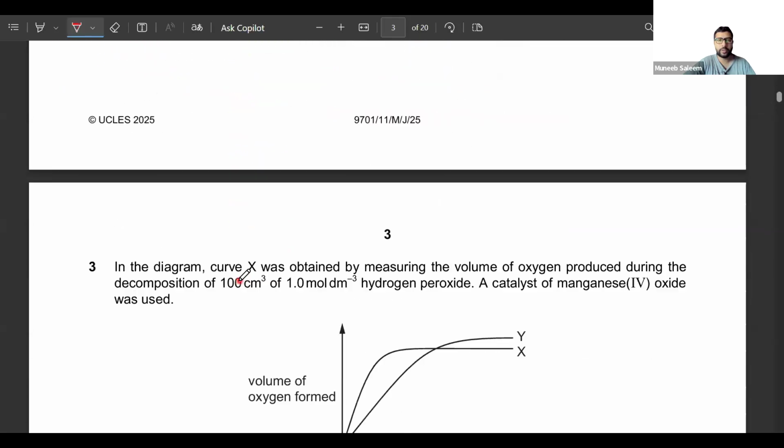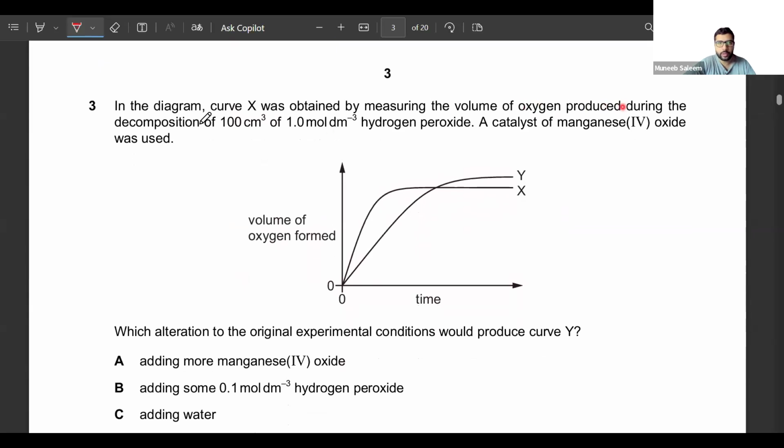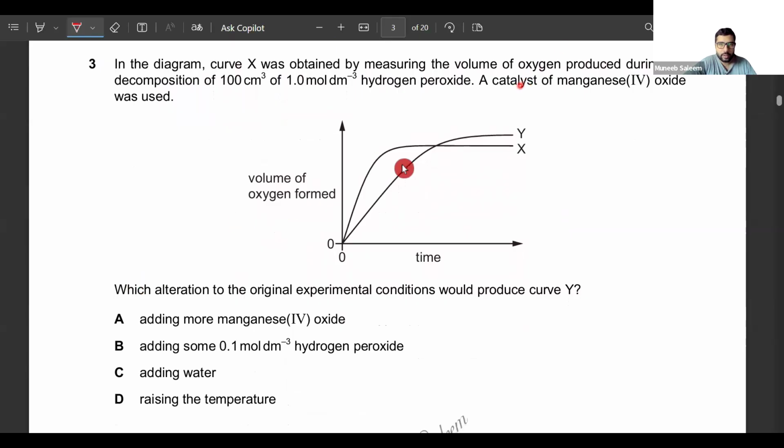Now question number 3. In the diagram, curve X was obtained by measuring the volume of oxygen produced during the decomposition of hydrogen peroxide, and manganese peroxide is used, which is acting as a catalyst. We have this graph in which we have two different curves, Y and X. We have to see which alteration to the original experiment that represented X must be made so that you will get the curve Y.